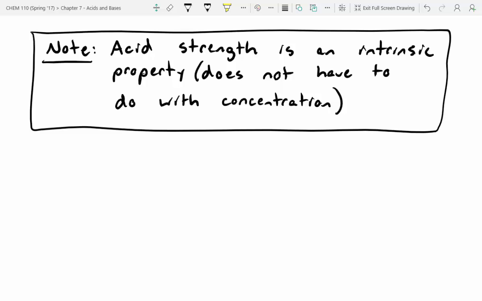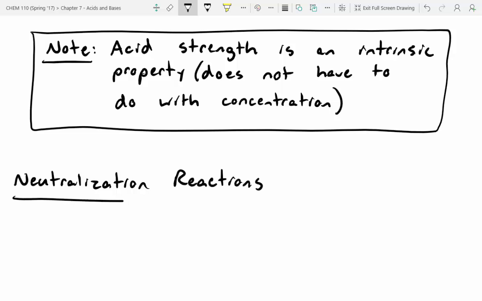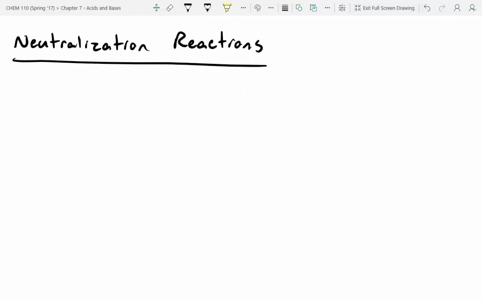Okay, let's move on to neutralization reactions. Okay, neutralization reactions are when you react an acid with a corresponding base. And when you do this, it's called a neutralization reaction because the final product's neither acidic nor basic. So let's take an example of this.